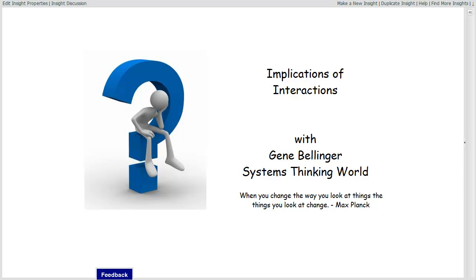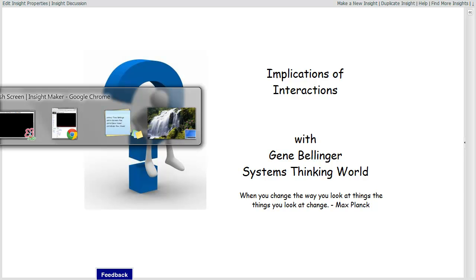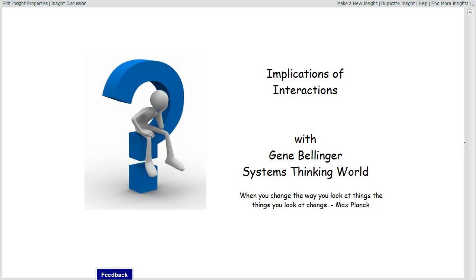Welcome. I'm going to spend a few minutes talking about the implications of interactions, mostly how I go about keeping track of the relationships that are going on between things, so I can keep things straight in my mind. This is primarily an approach adopted from causal loop diagrams. It's adopted from the systems dynamics community.